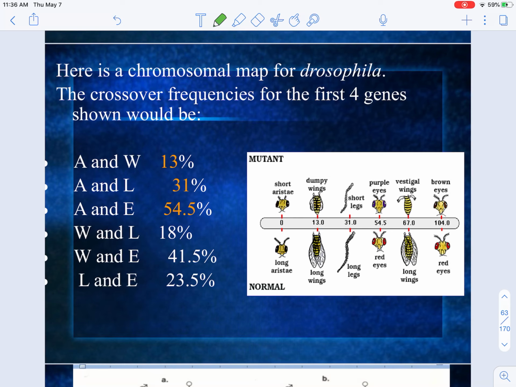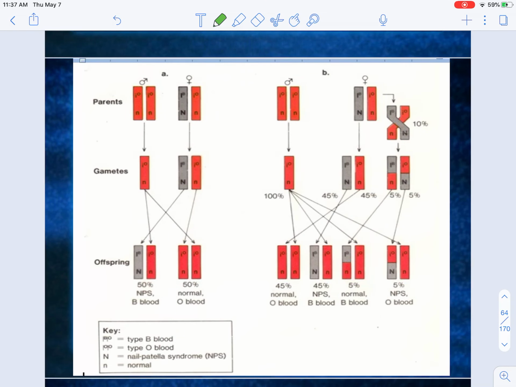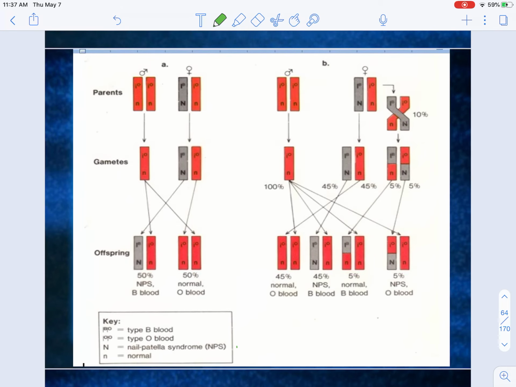So in this example, they're looking at genes for this fly, and for example, if we're looking at wings and legs, they know where they are located on the map based on how often, when they cross, looking at those genes, how often they are in different combinations than what they expected.